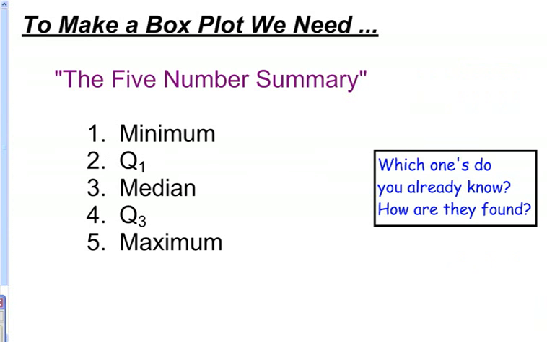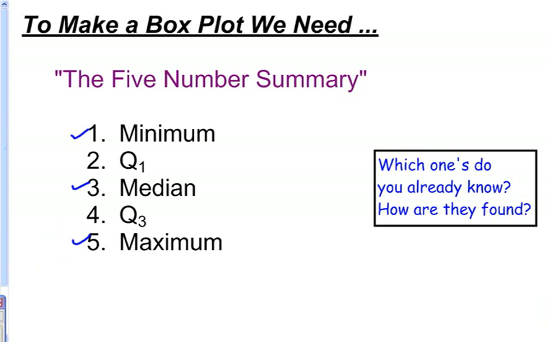But the way we make box plots is we first have to start with the 5-number summary. We need to find 5 numbers. It is actually called the 5-number summary. Those 5 numbers are the minimum, which we know is the smallest number, Q1, which we'll discuss in a minute, the median, which we know is the middle number, Q3, which we'll discuss also in a minute, and the maximum, the highest number. We already know what minimum, median, and maximum mean. We just need to talk about the rest.